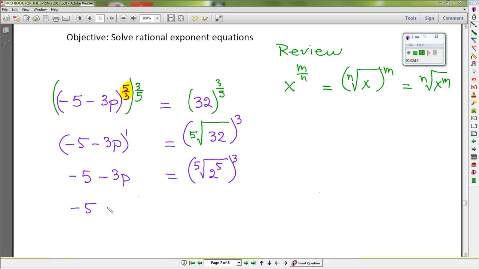So therefore, I'm going to copy the left hand side. The right hand side will just give me 2 to the power 3. So it'll be -5 minus 3p, and that will give us 8.